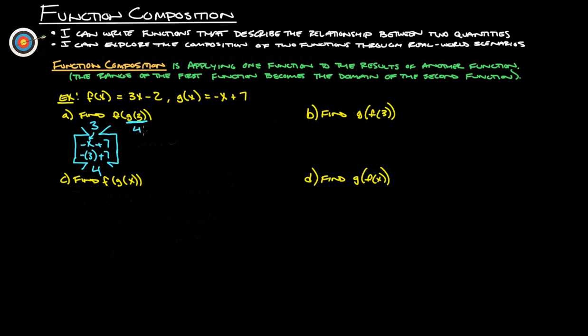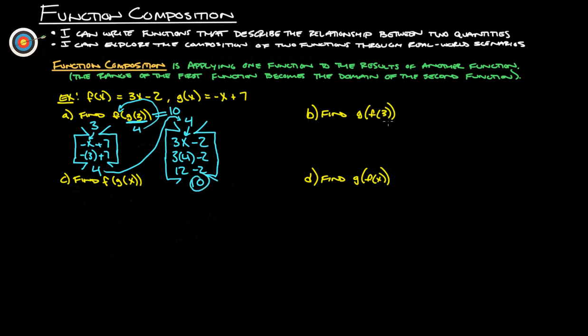So now we're going to plug 4 into the f machine. f is 3x minus 2, right? So this 4 goes in and plugs in for all the x's. So 3 times 4 minus 2. 3 times 4 is 12, minus 2, gives us 10. So f of g of 3 equals 10.